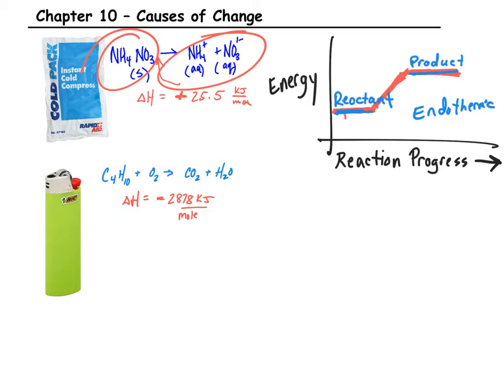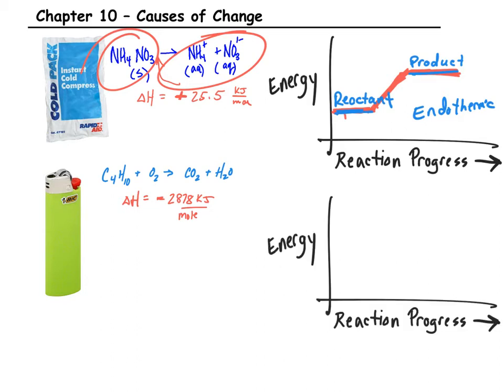Now if I consider the other reaction, it's an exothermic reaction, and delta H for it is negative. The products have less energy than the reactants. So if I make a similar type of graph, I'm going to start high with the reactants and end low with the products. The reactants have more energy. In this case, that's the butane and the oxygen, and the reactants have more energy than the products.